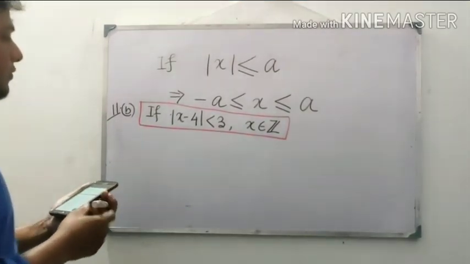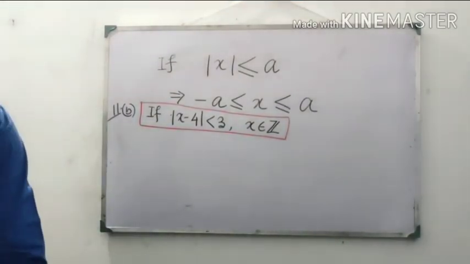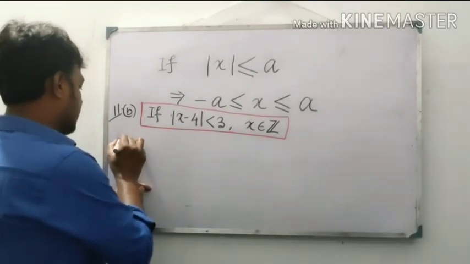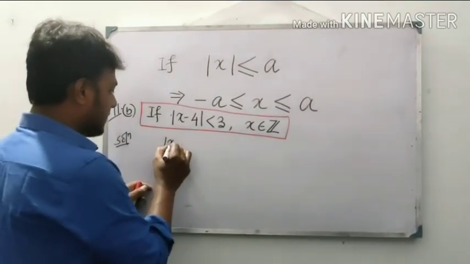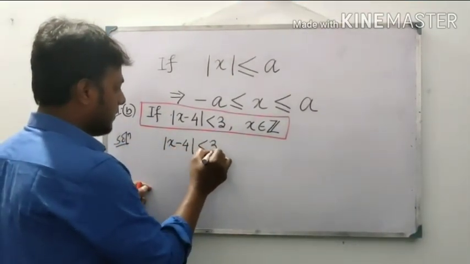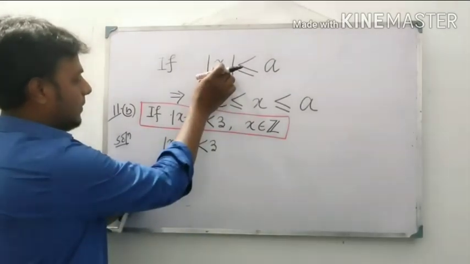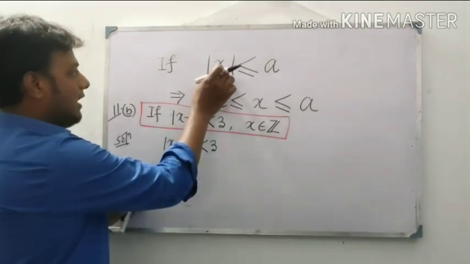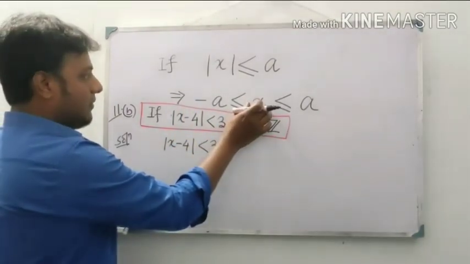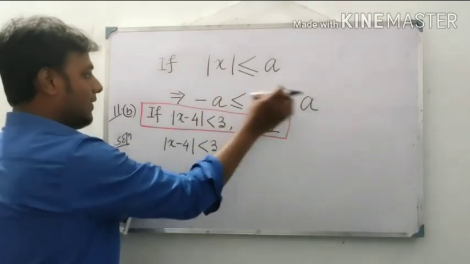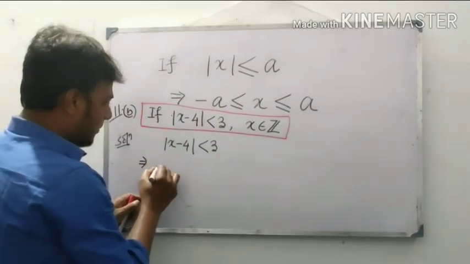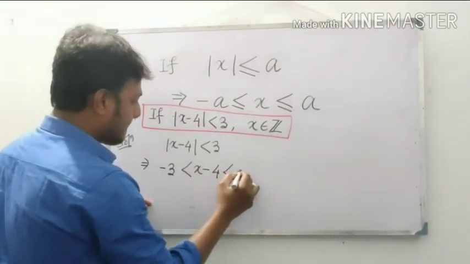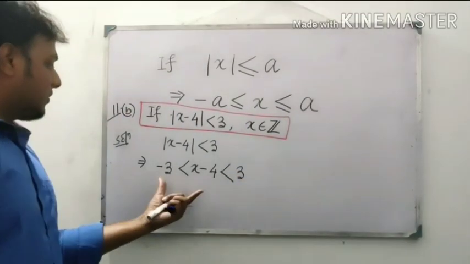Then how to solve this? Given that mod of x minus 4 is less than 3, use the rule we just learned. Here, in the place of x there is x minus 4. Whatever is inside the mod will be kept in the middle, and the value on the sides will be negative and positive. So it will become minus 3 less than x minus 4 less than 3. So 3 parts are there.